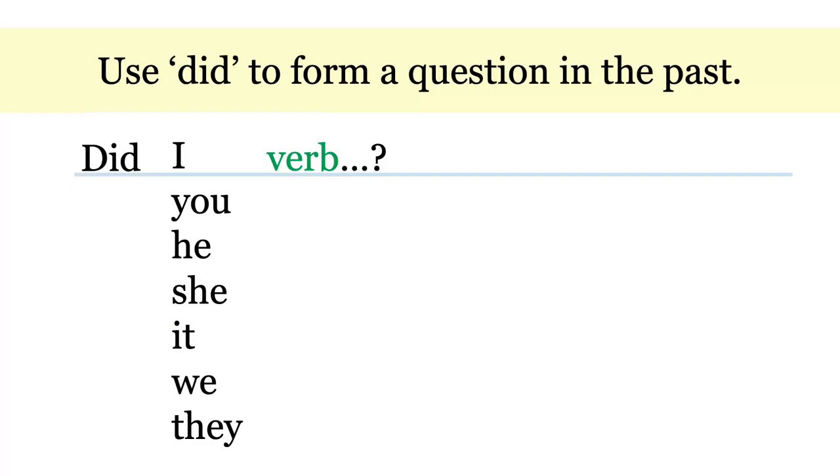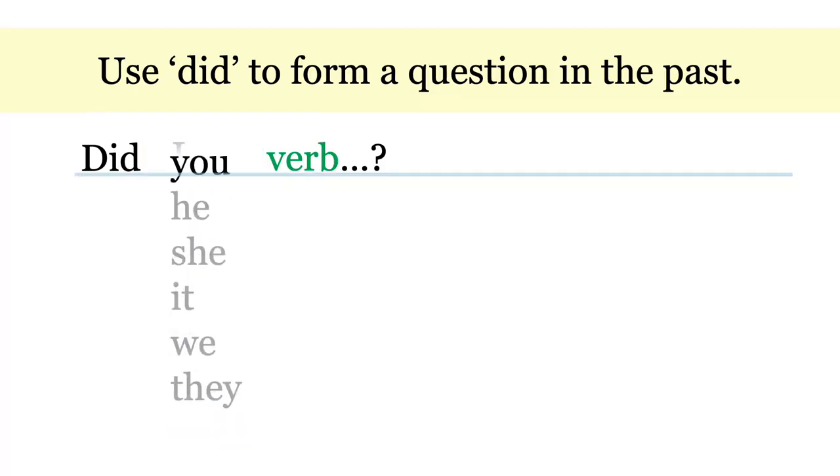Use did to form a question in the past. Every question starts with did. And then the subject. Here we have a list of pronouns to use as subjects. And then the verb. And the verb stays in the simple form. It doesn't change. Let's make some questions.